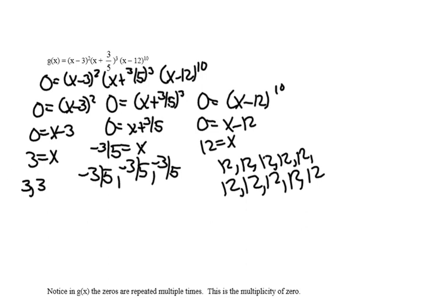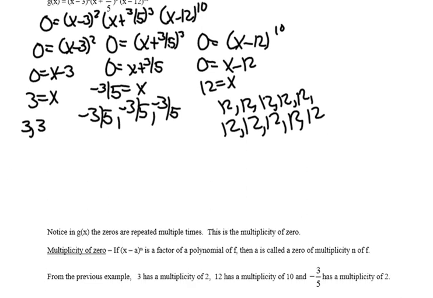This is what is called the multiplicity of 0. Okay. So the multiplicity of 0: if x minus a to the n is a factor of the polynomial f, then a is called a 0 of multiplicity n of f. So from the previous example, 3 has a multiplicity of 2, 12 has a multiplicity of 10, and negative 3/5 has a multiplicity of, that should be 3 and not 2.